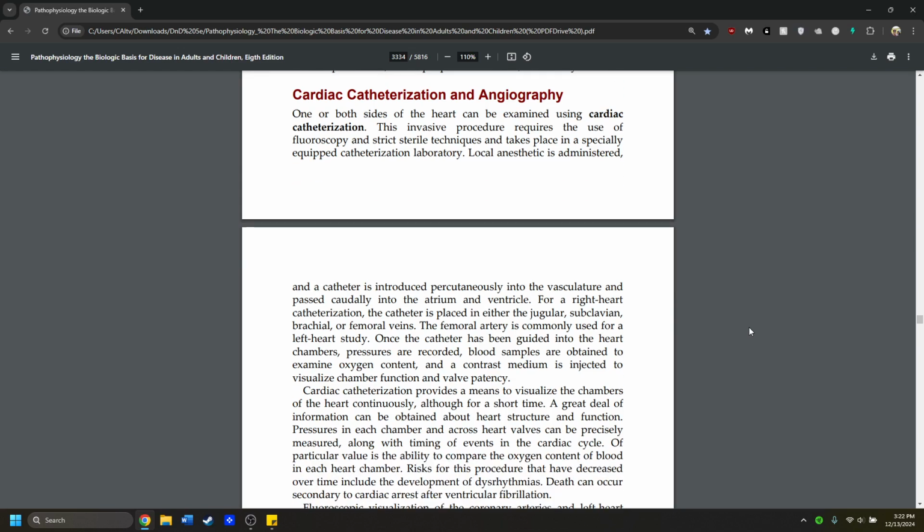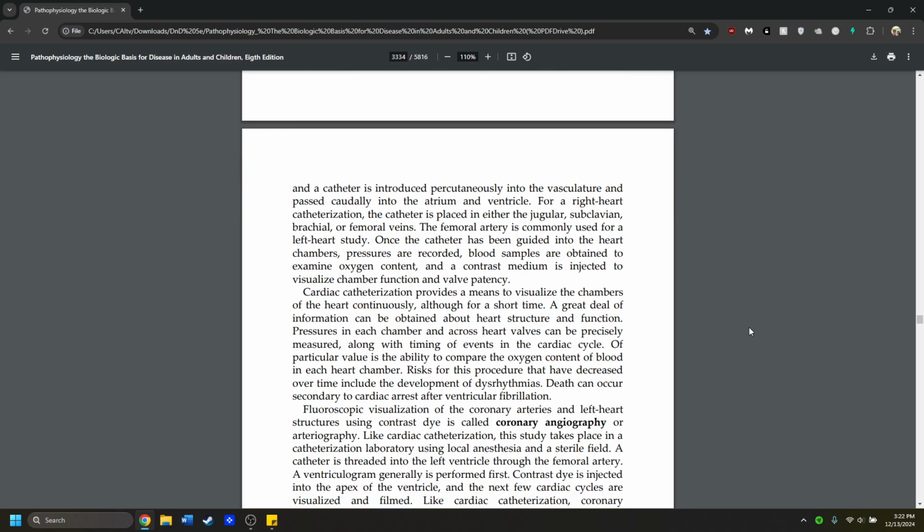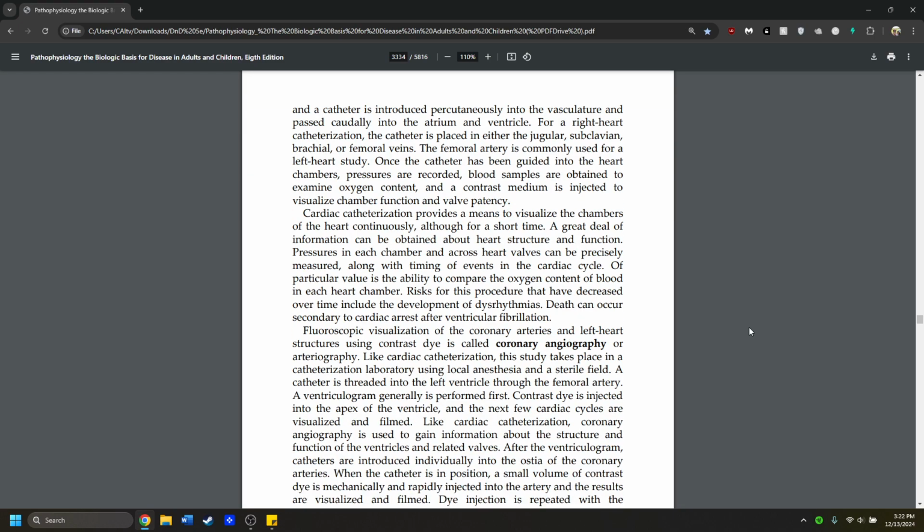Cardiac catheterization and angiography. One or both sides of the heart can be examined using cardiac catheterization. This invasive procedure requires the use of fluoroscopy and strict sterile technique and takes place in a specially equipped catheterization lab. Local anesthetic is administered and a catheter is introduced percutaneously into the vasculature and passed caudally into the atrium and ventricle. For a right heart catheterization, the catheter is placed in either the jugular, subclavian, brachial, or femoral vein.